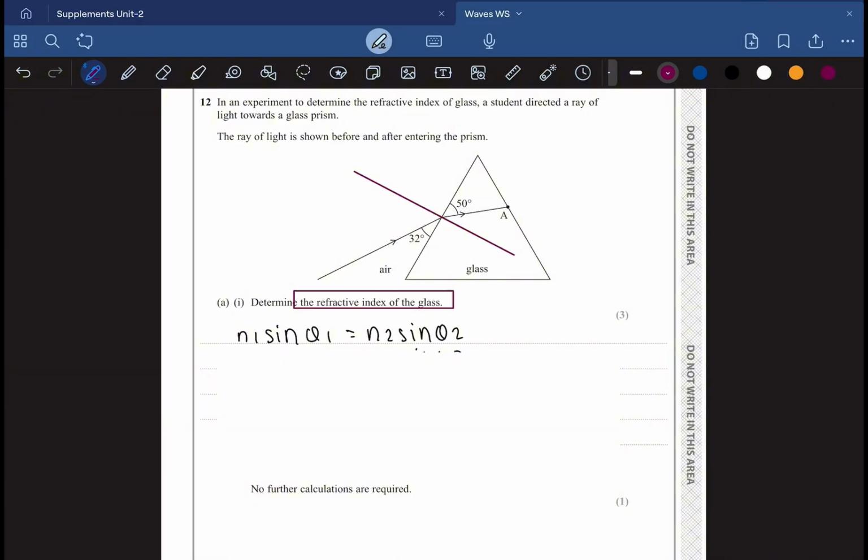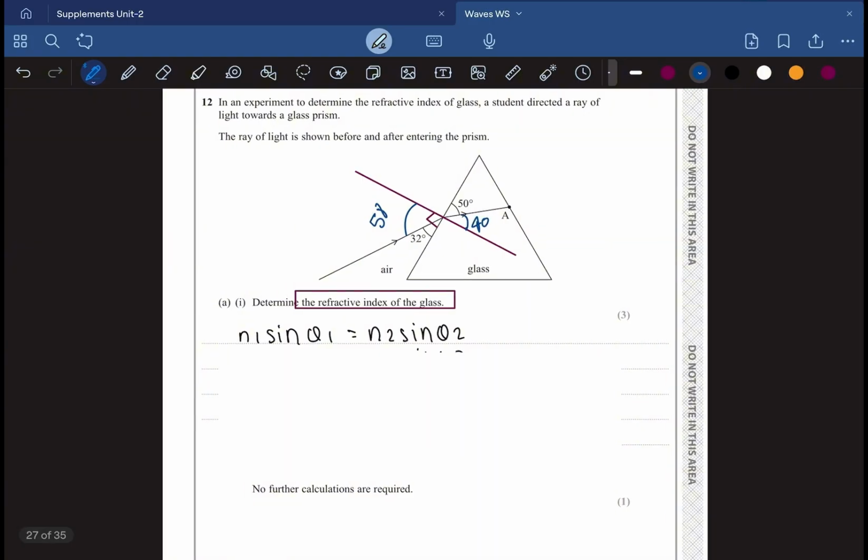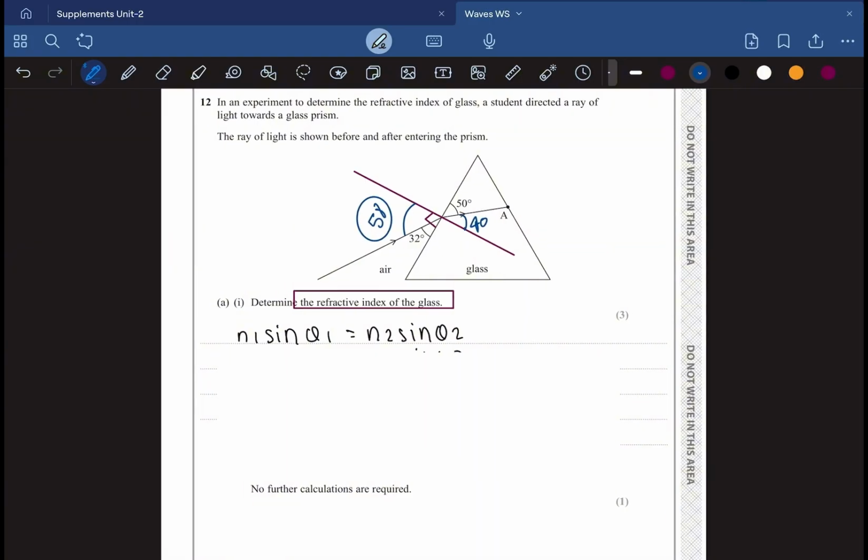So if this as a whole is 90 degrees, then 90 minus 32 is going to be our 58 degrees, and this is going to be our 40 degrees. So now we will work with this 58 and 40 degrees. These are the exact gambles that they always play, so you will always have to take the angle with the normal.